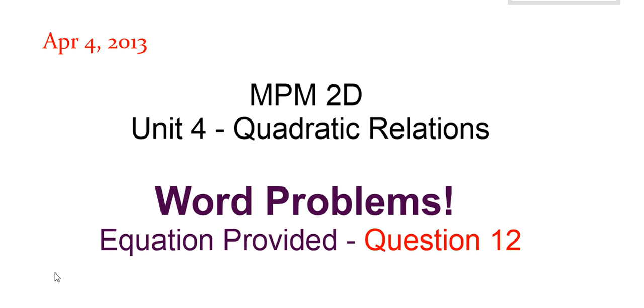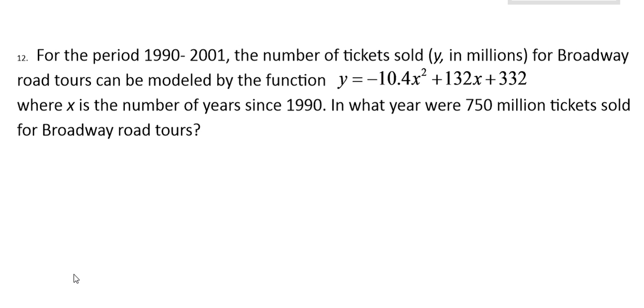This video is for grade 10 students who are working on the quadratic relations part of the course. It's a video about word problems and it's question number 12. Here's the question. For the period 1990 to 2001, the number of tickets sold, y in millions, for Broadway road tours can be modeled by this function, where x is the number of years since 1990. In what year were 750 million tickets sold for Broadway road tours? Oh, so only one question, and I'll reread it in a second.